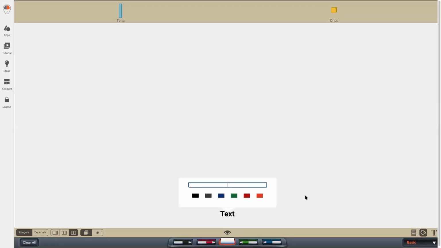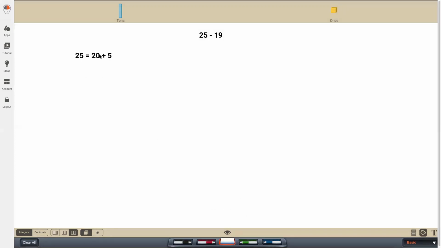The first problem I'm going to model is 25 minus 19. I'm going to break up 25 first, into what it's made of. There are a bunch of different ways I can break up 25, but one way that comes to mind is 20 plus 5. I'll write that right here.